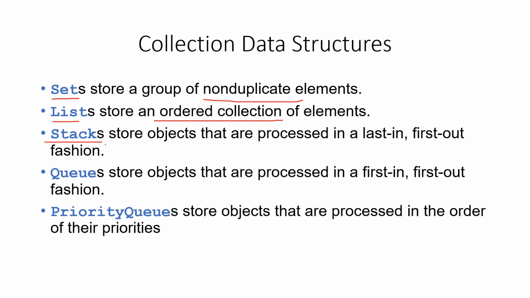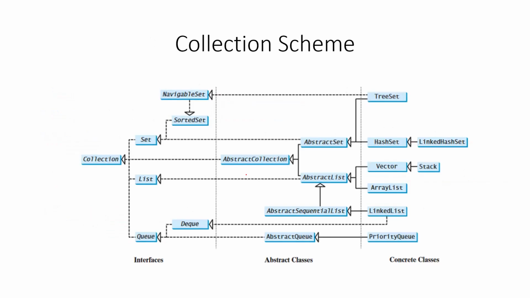Stack is a data structure that works on the principle of last in, first out. Queue also has a way to store this data, but it works on a different principle. It works on the principle of first in, first out order. And priority queue stores the elements based on some priorities.